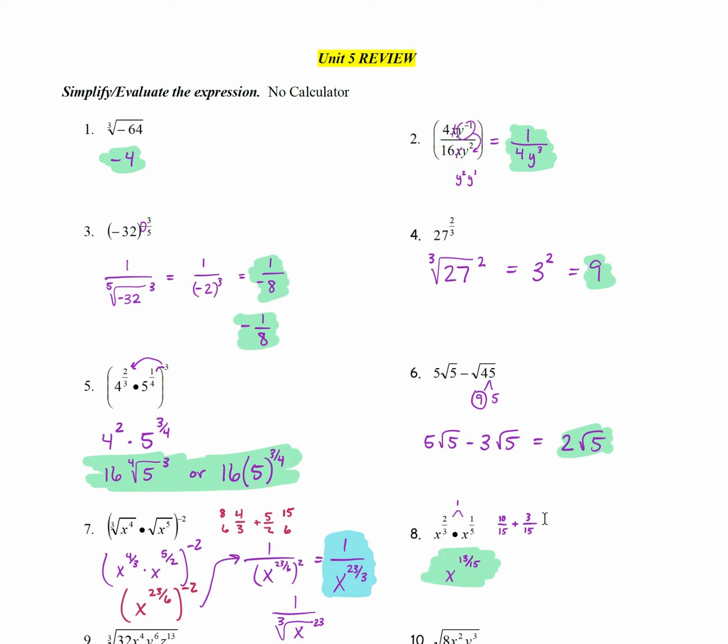We have an x and an x. They just cancel. And then the y to the negative first moves down and makes that y cubed. And then 4 over 16 is just 1/4. So the answer is just 1 over 4y cubed.